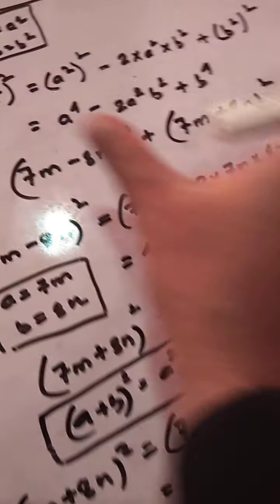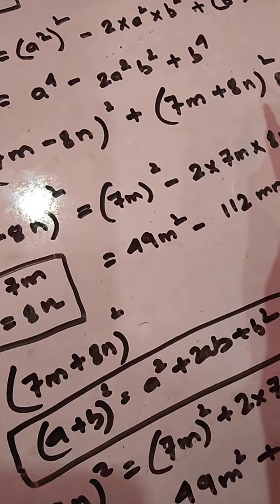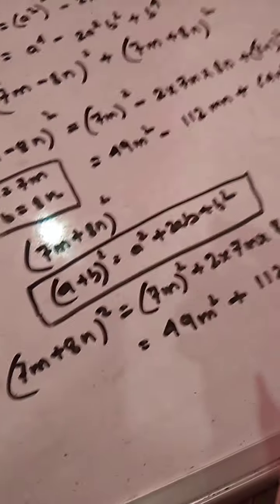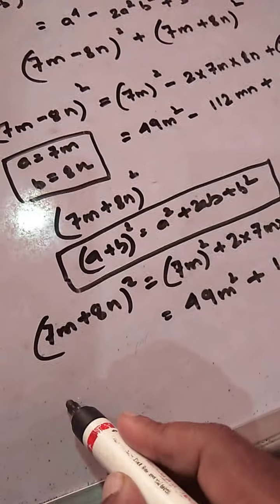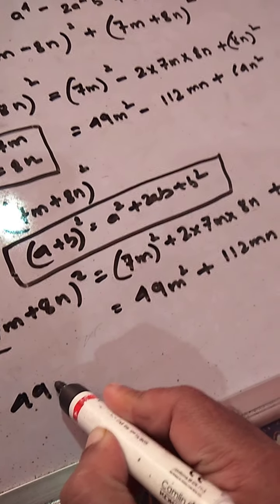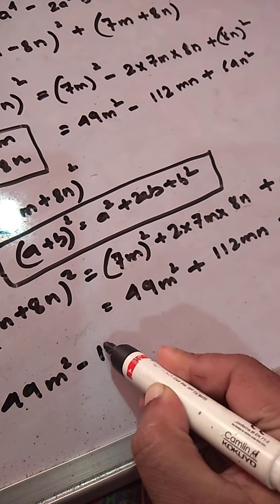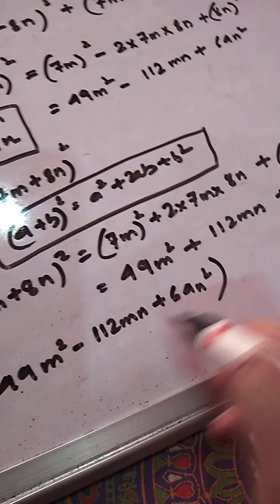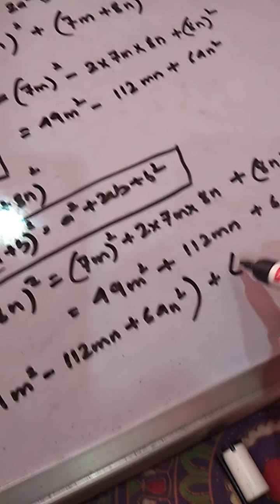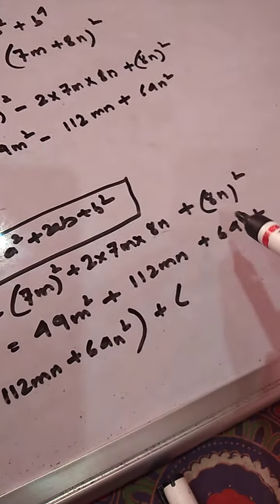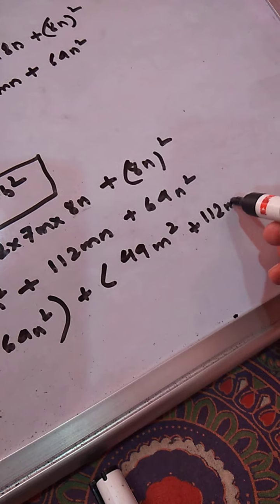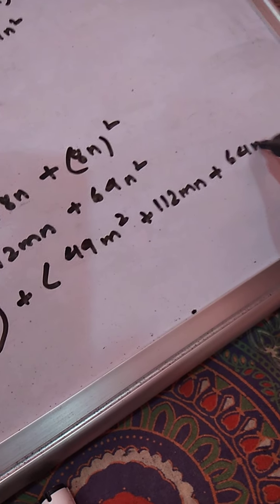Now we'll combine these two answers together because we have to get the sum of this and this, isn't it? So this is how it will look. 49m square minus 112mn plus 64n square, we'll put it inside the bracket. Then plus, the answer of this one is 49m square plus 112mn plus 64n square.